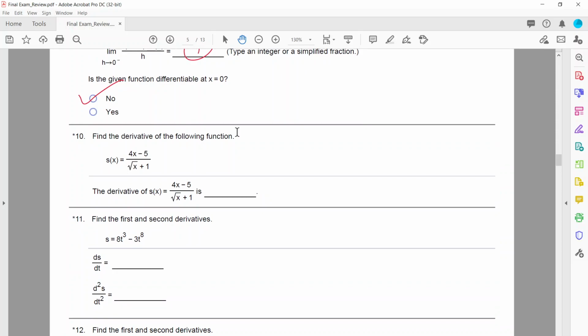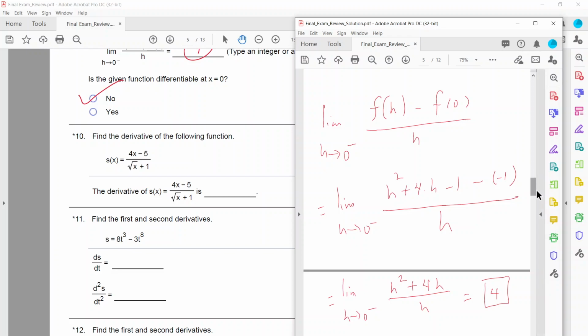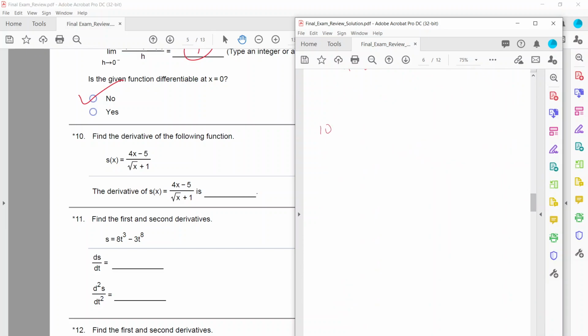And this is problem 10. Find the derivative of this function. You can use the quotient rule for finding the derivative of the function. If you remember, if s of x is f over z, then the derivative of this function is f prime times z minus f times z prime over z squared. That's the quotient rule. So by using that quotient rule, for this problem 10, s of x is f of x over z of x, and we can see that f of x is given, that is 4x minus 5.